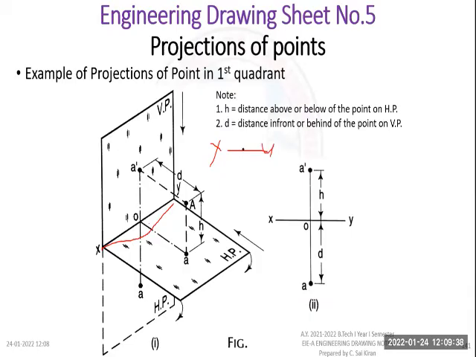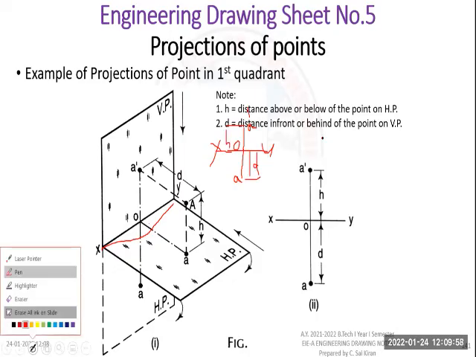Mark a center O. From the center O, give H distance. Suppose H is 10, 20, 25, depending upon the problem. Mark it as A dash. And below mark it as letter A, and give the distance as D. And this distance is H. So you can see what is meant by H distance and D distance.